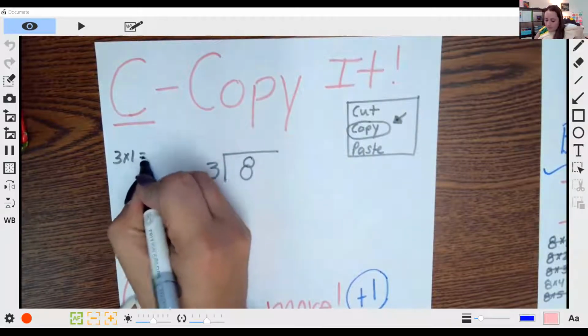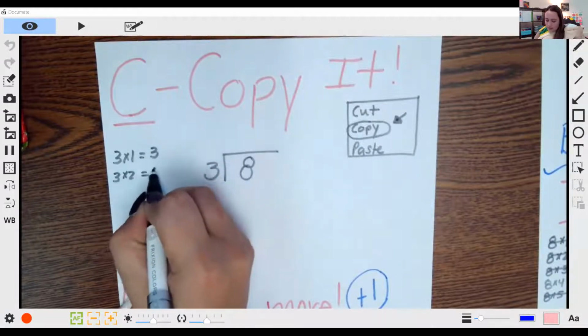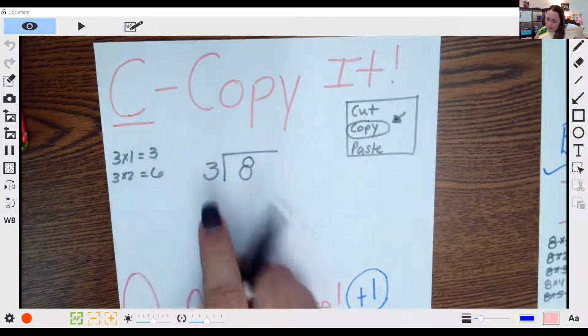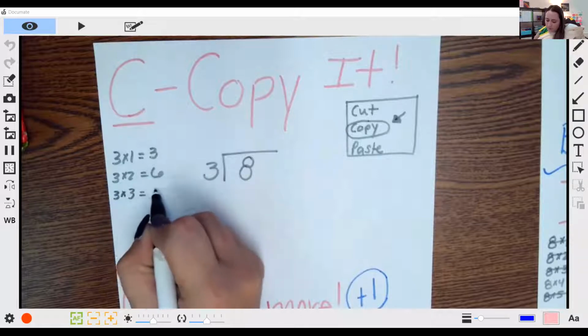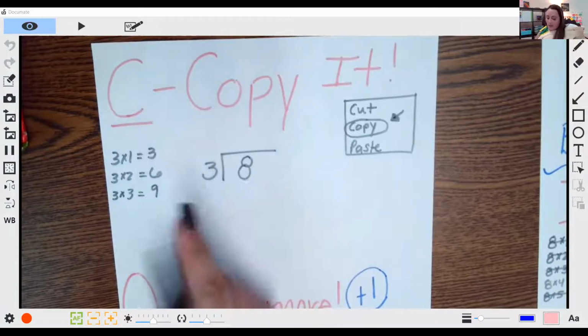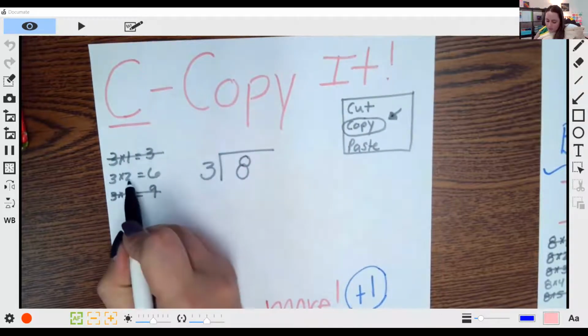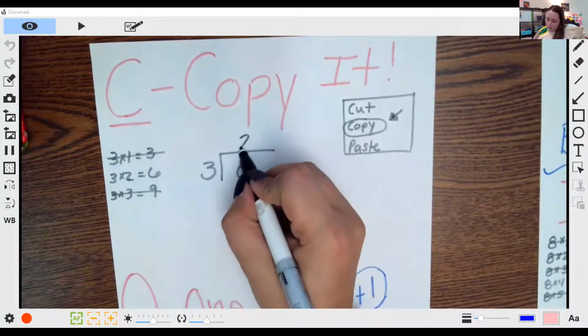Let's go to the side. 3 times 1, 3. 3 times 2, 6. I'm adding 3 each time if I don't know my times tables. But 6 is a little too low, so let's go to 3 times 3. Ooh, 3 times 3 is 9, which is too high. So cross out the 9, cross out the 3. We're going to use 3 times 2 is 6, okay? So since my 3 is out here, I'm going to put my 2 up here.